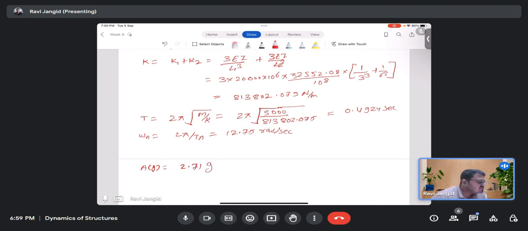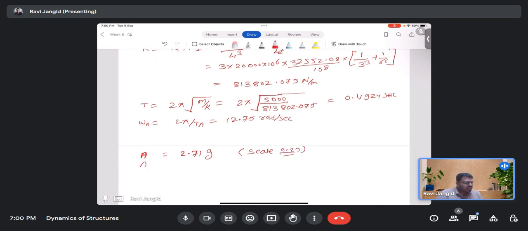Now what you need to do is scale down. That is A by g, you can call it A in terms of 2.71 g, the unit in g. We need to scale it to 0.25 as asked in the question, so we multiply it with 0.25. That is 0.25 into 2.71 g. If I take g as 9.81, you will get A as 6.646 meter per second square.